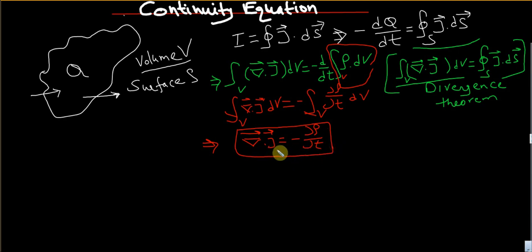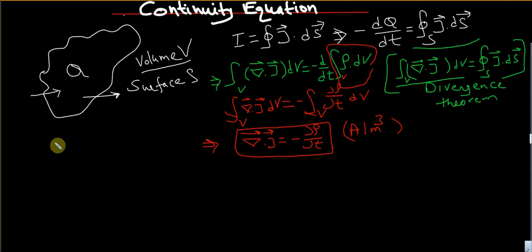The divergence of the current density is equal to the negative rate of change of the charge density. The negative sign is there because if there is a decrease in the charge density, the current will increase, and vice versa. So now the unit will be ampere per meter cube. Ampere per meter cube.